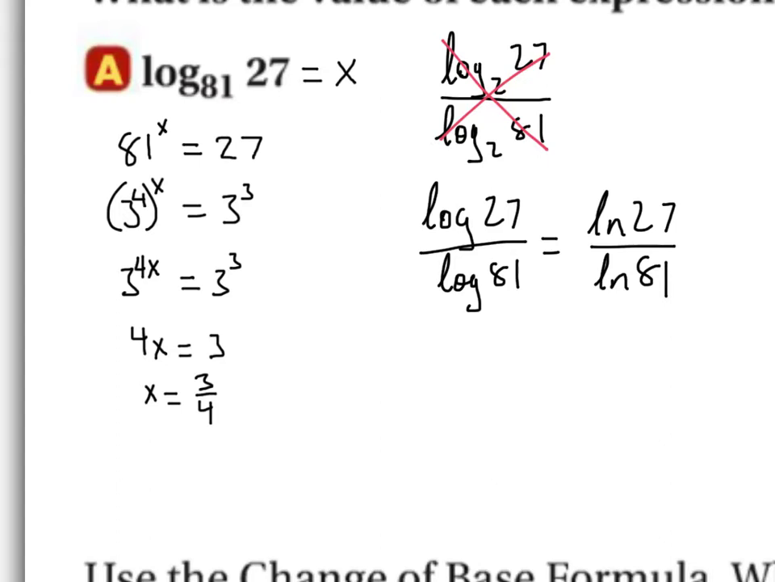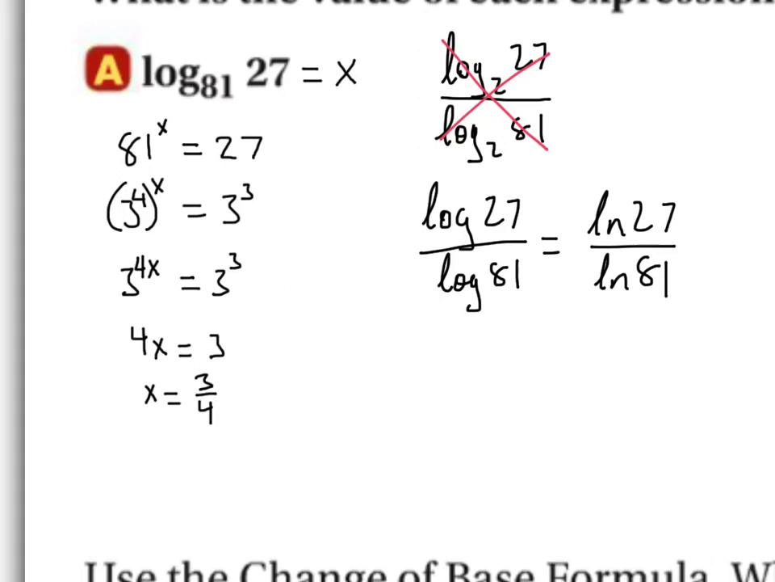Yes, ma'am? I was just curious where you got the 2 from. I just made it up. That first one, log base 2, I just made it up. I could have made that log base 7 of 27 over log base 7 of 81. I could have made that log base square root of 43 of 27 over log base square root of 43 of 81. I can change it to any base I want. But if we want to use a calculator to evaluate these, we only really have two options because our calculator can only do two options.